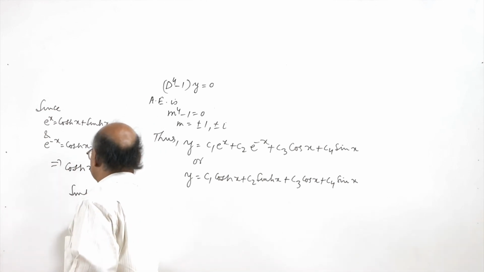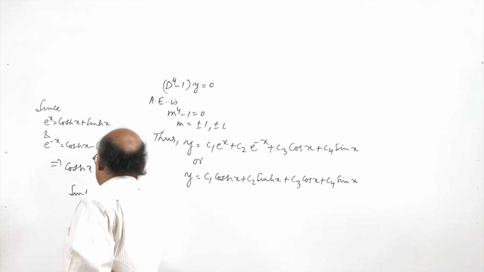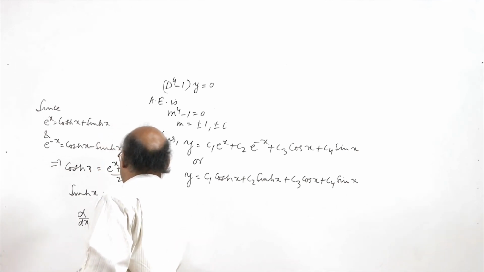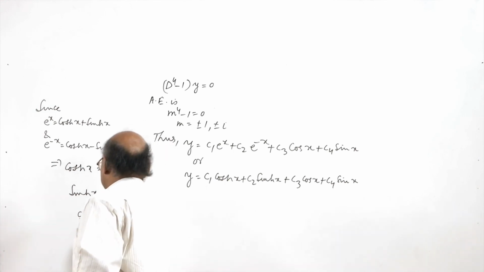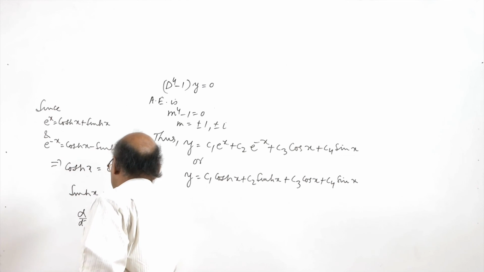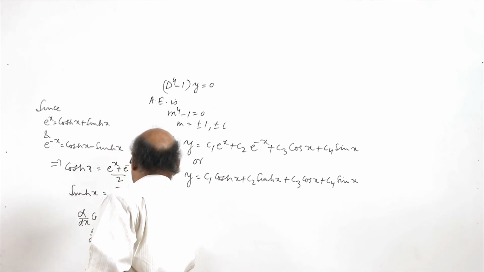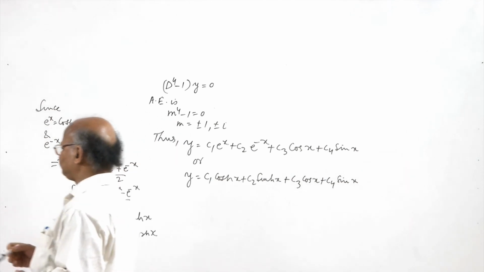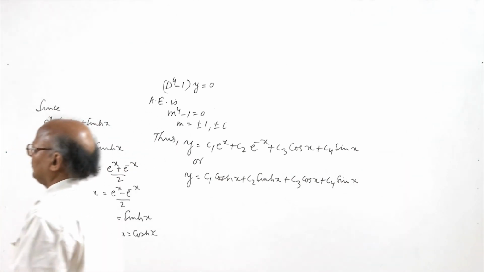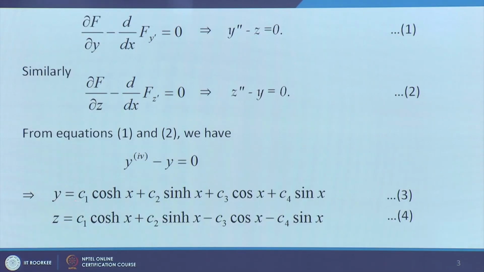So this gives you d over dx of cosh x is sinh x, and d over dx of sinh x equal to cosh x. So by taking the derivative of y with respect to x twice, we get the expression for z: c1 cosh x plus c2 sinh x, minus c3 cos x, and the c4 sin x gives, after twice differentiating, minus c4 sin x.